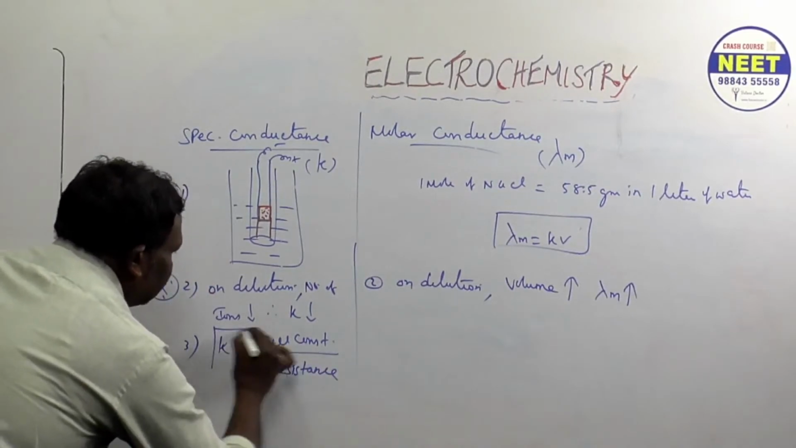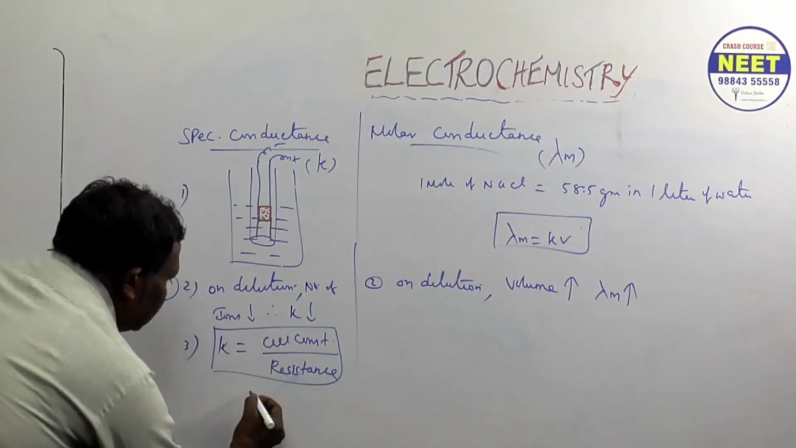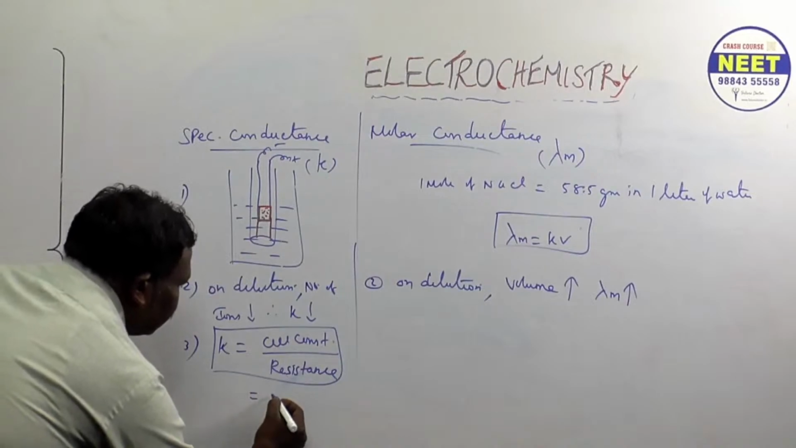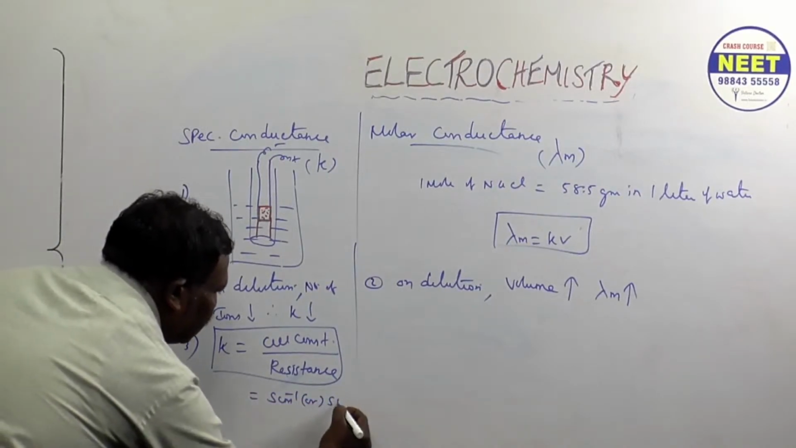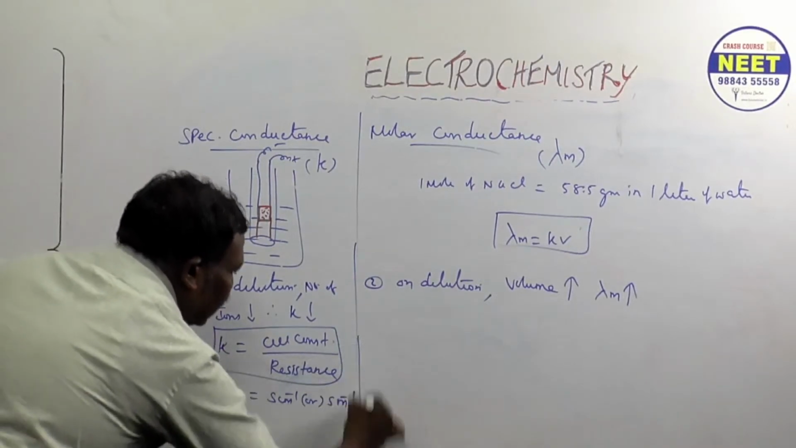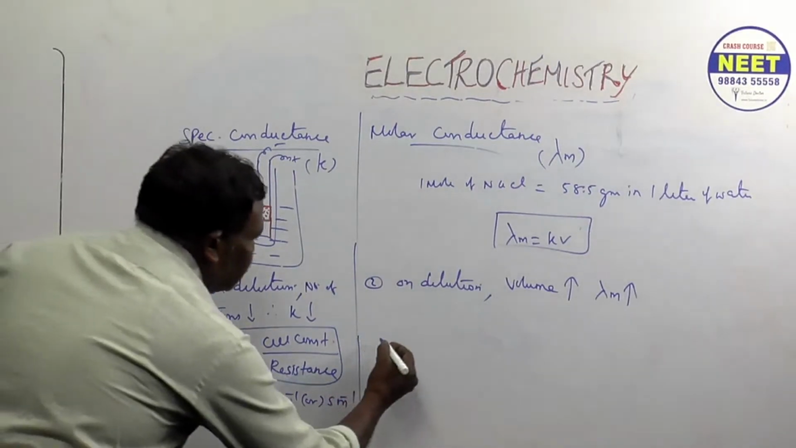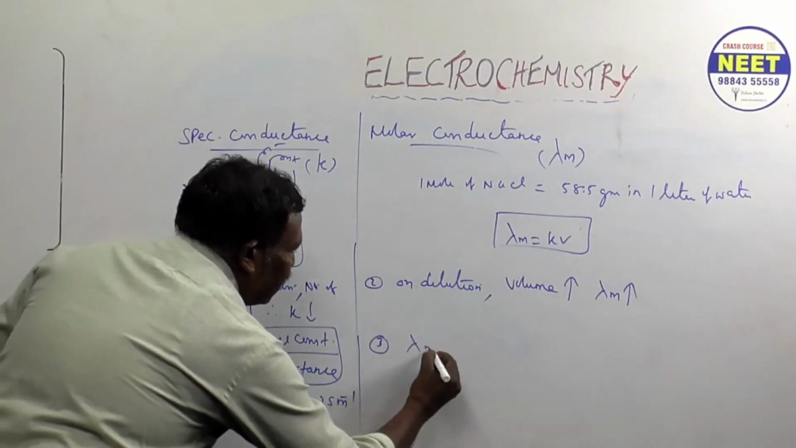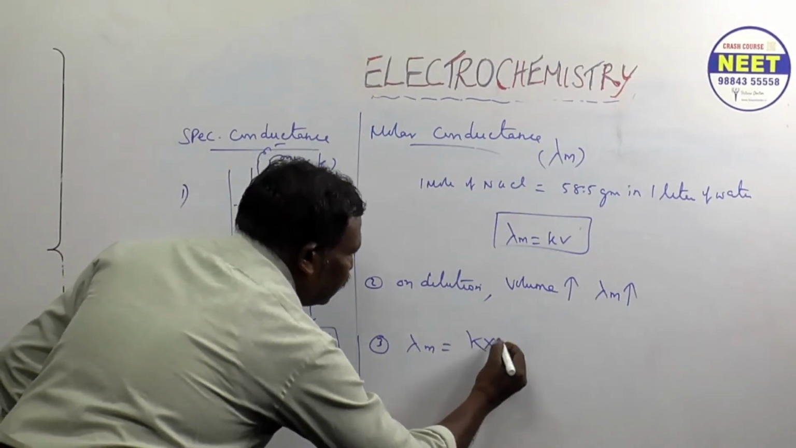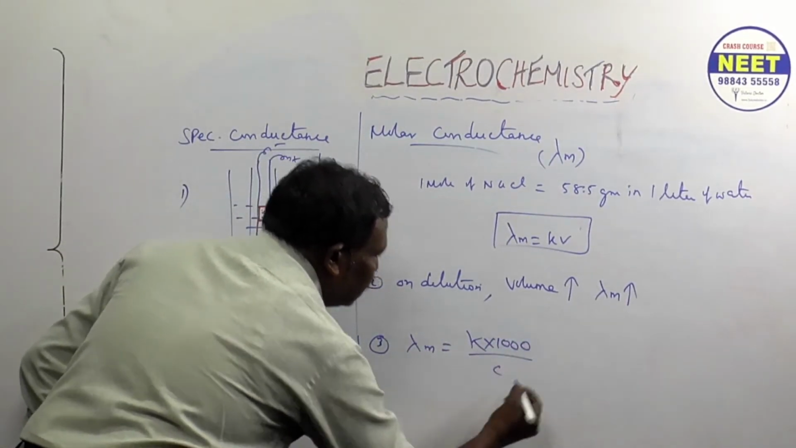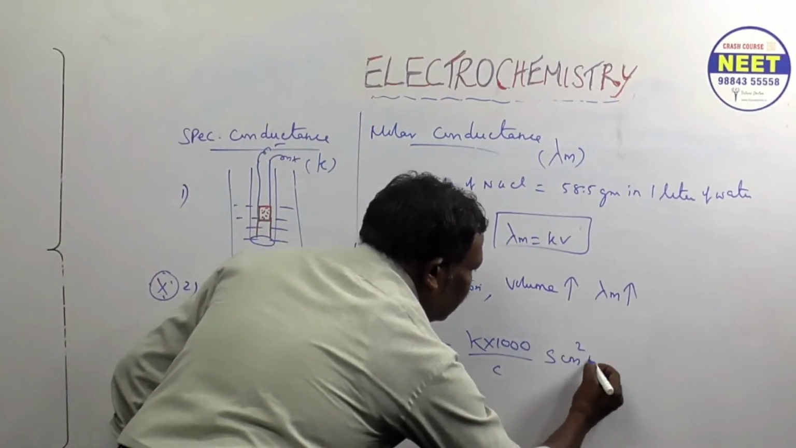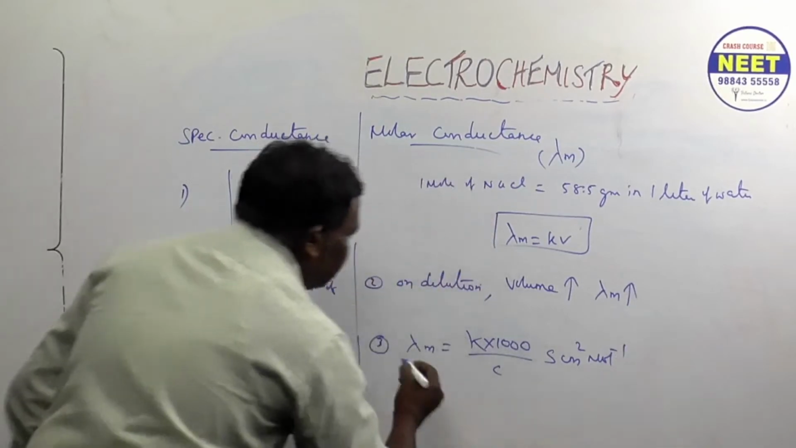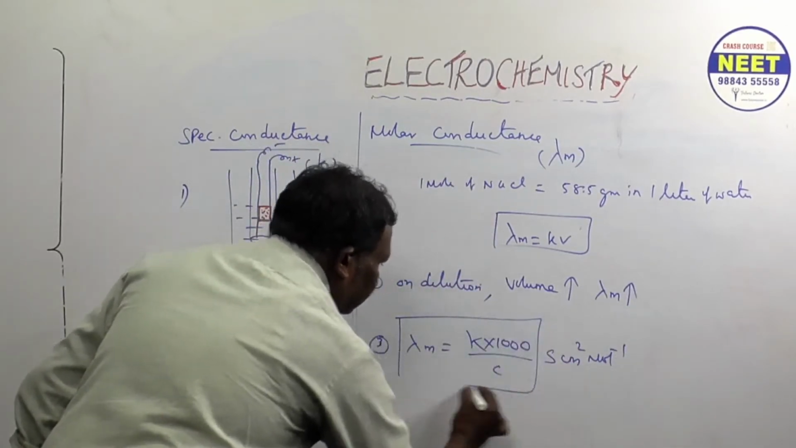Okay. It's a formula. What is the unit for that? Siemens centimeter inverse or Siemens meter inverse. Are you following? What's the formula? Lambda m is equal to kappa into 1000 by C. Here the unit is Siemens centimeter square mole inverse. Just a very, very important formula.